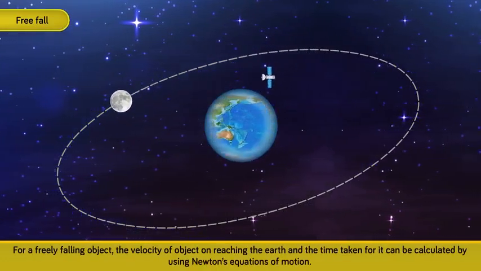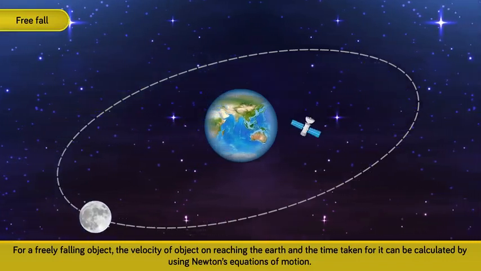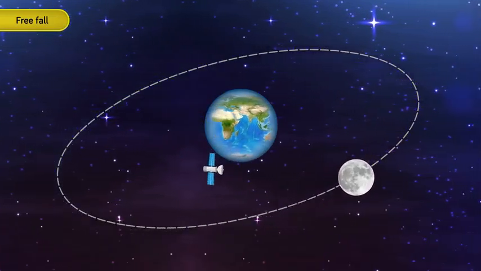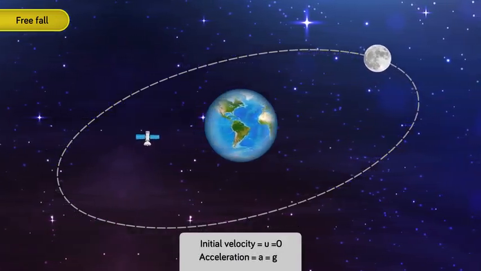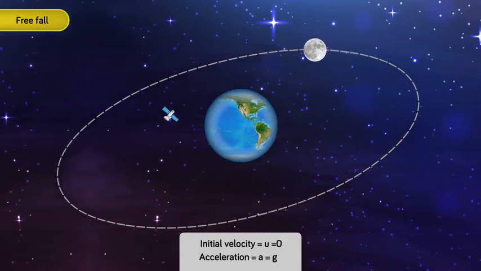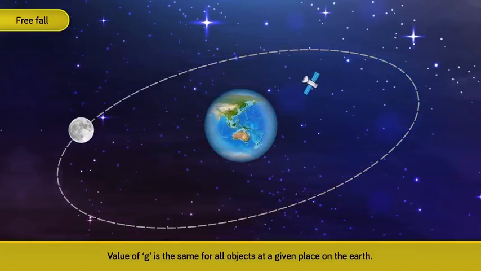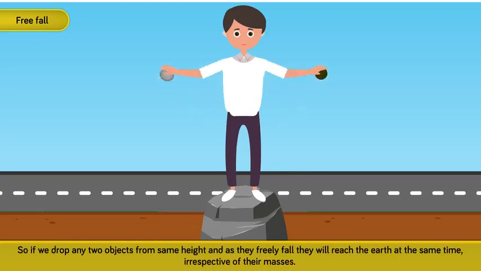For a freely falling object, the velocity of the object on reaching the earth and the time taken for it can be calculated by using Newton's equations of motion. So, initial velocity u is equal to 0. Acceleration a is equal to g. Note that the value of g is the same for all objects at a given place on the earth. So, if we drop any two objects from the same height, and they freely fall, they will reach the earth at the same time, irrespective of their masses.